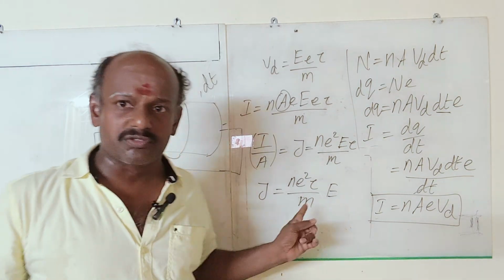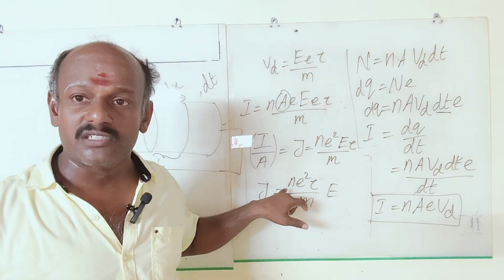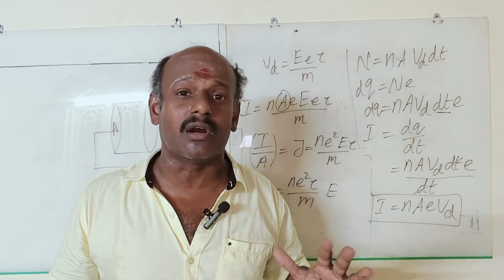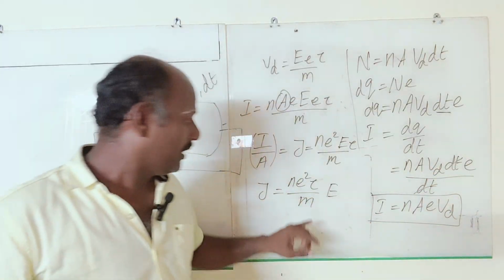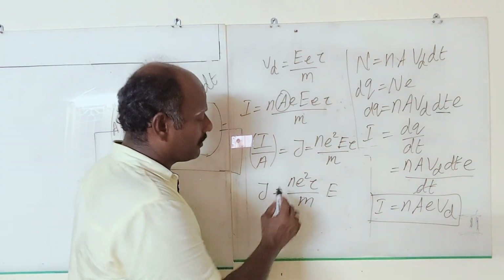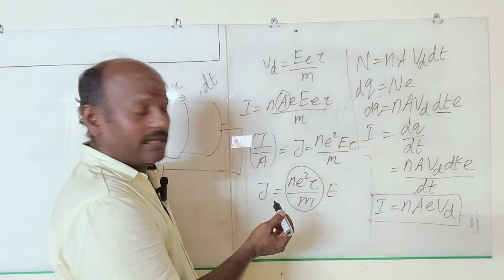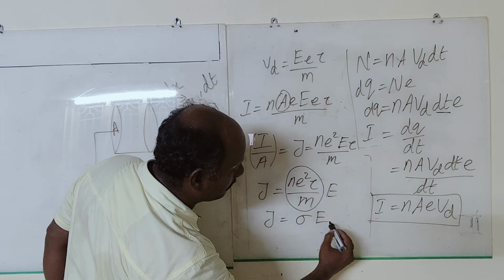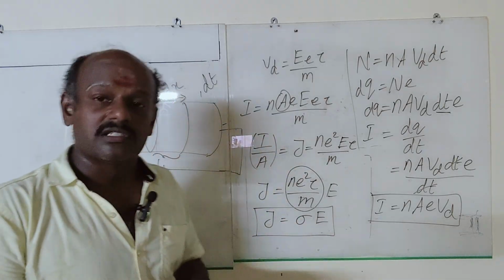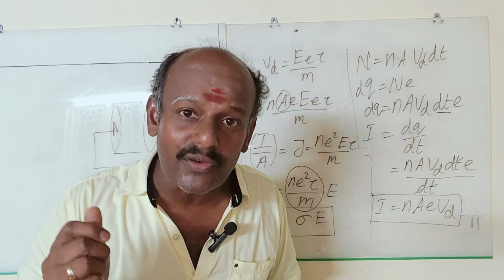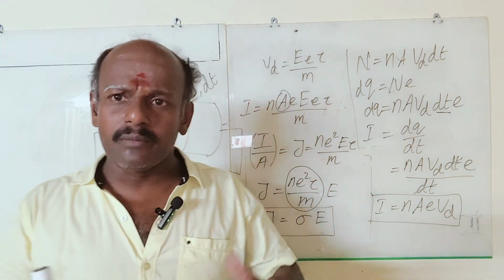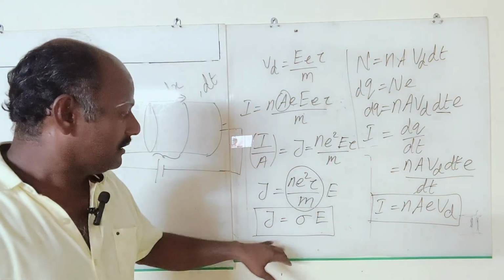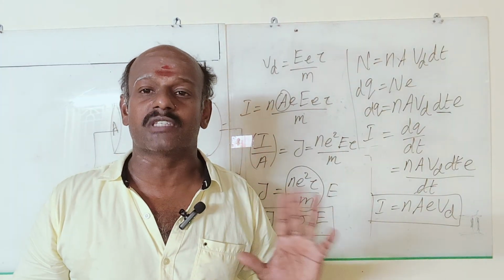Now look at the terms available in this equation. n is the number density of electrons, e is the charge of an electron, tau is the collision time, which is constant for a particular metal or element, and m is the mass of an electron. So these are all constants. Instead of this constant, we put J is equal to sigma times E. What is this sigma? Sigma is nothing but the conductivity of the conductor, which is the reciprocal of resistivity. So this is called the microscopic form of Ohm's law.